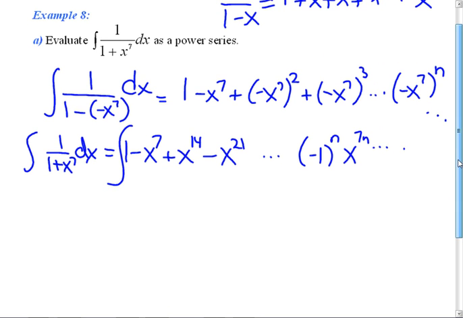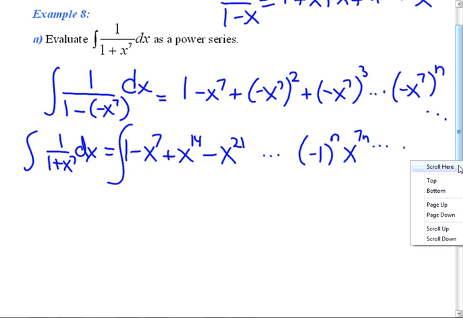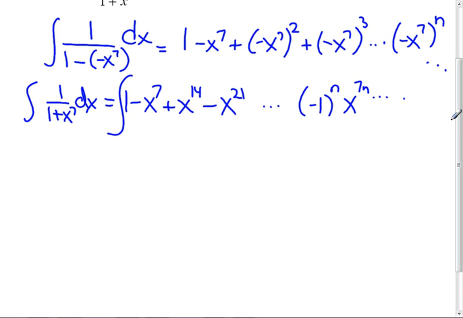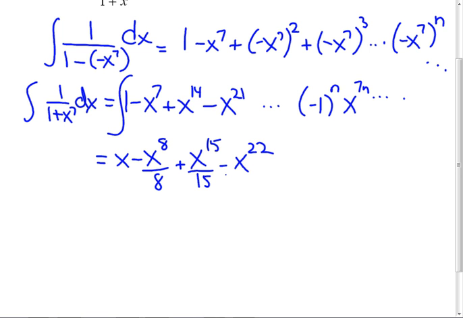It's a technique to integrate things you can't integrate if you can express it as a power series. So let's integrate this. You can work with these infinite series. They're not that bad. What's this going to give you? David? We're integrating. Plus x to the what? x to the 15 over 15 minus x to the 22nd over 22.